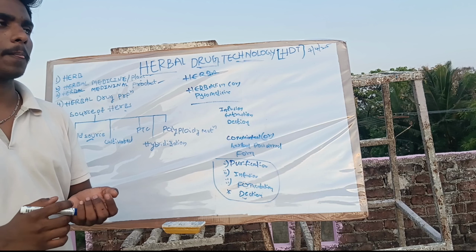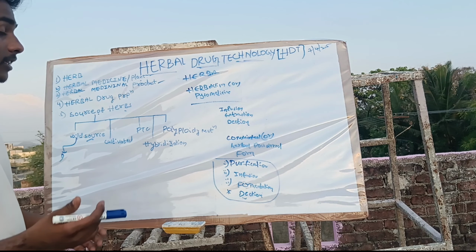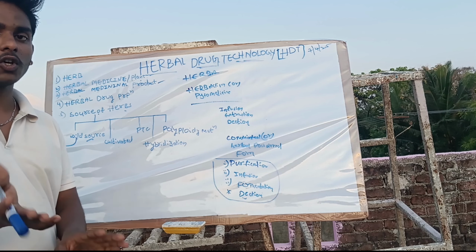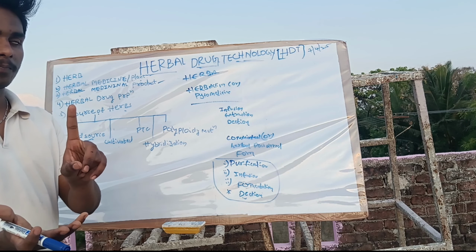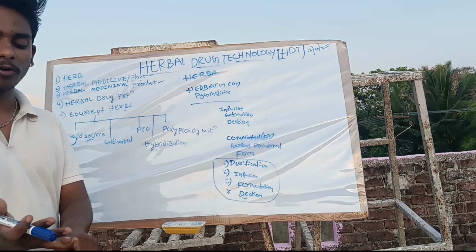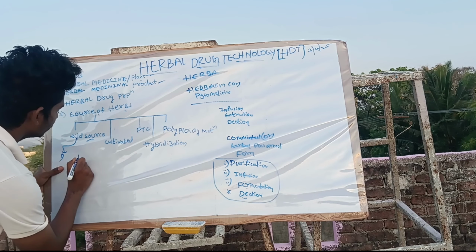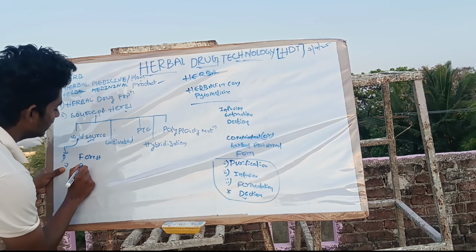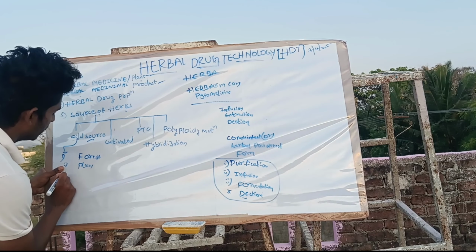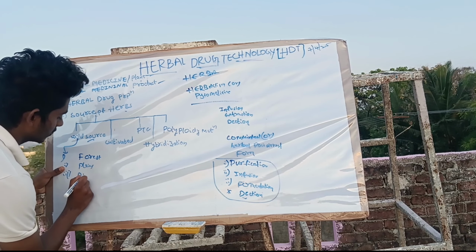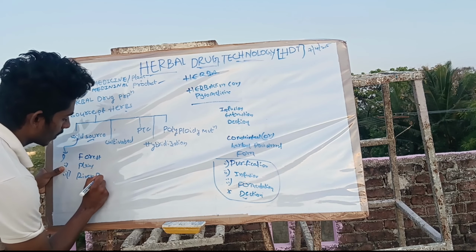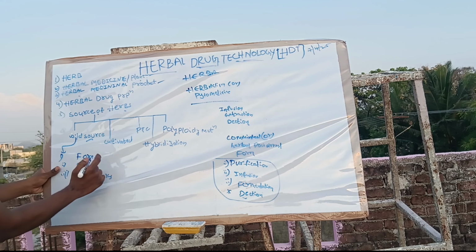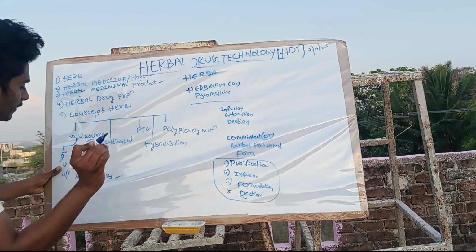Basically, the wild source is obtained from the forest, plains, and river banks.